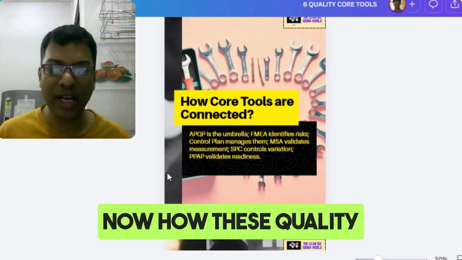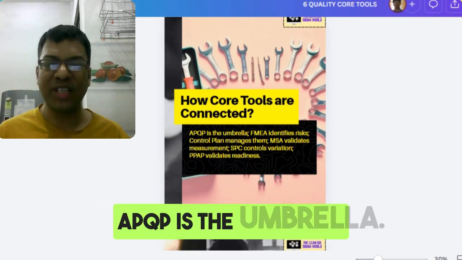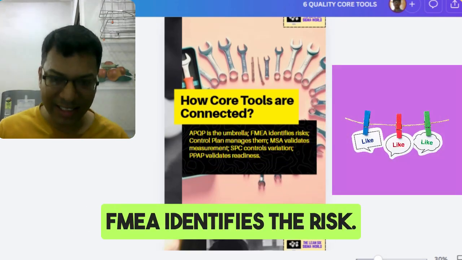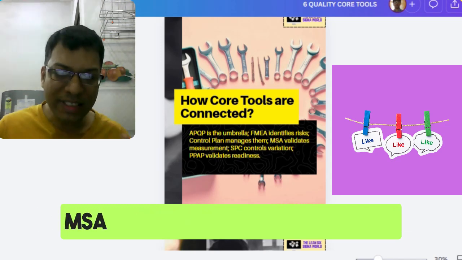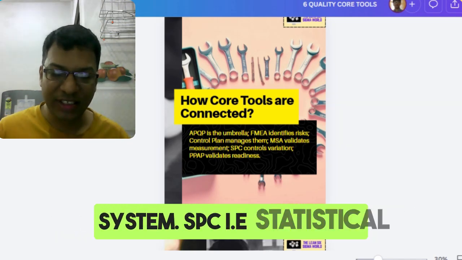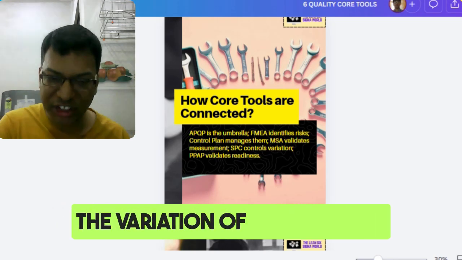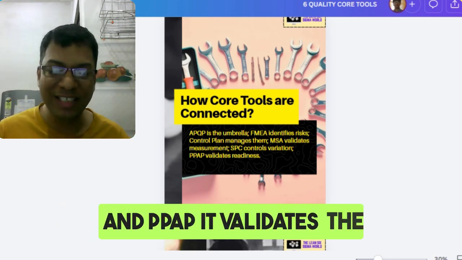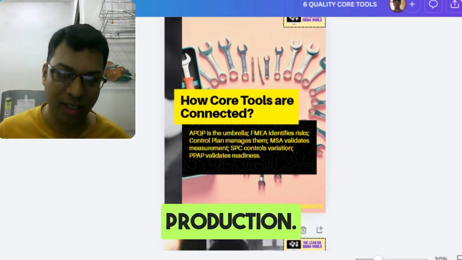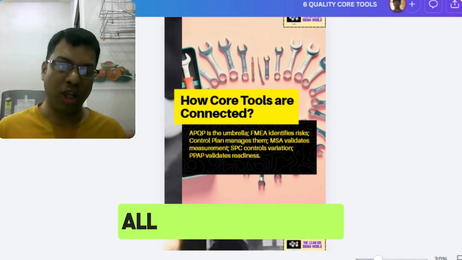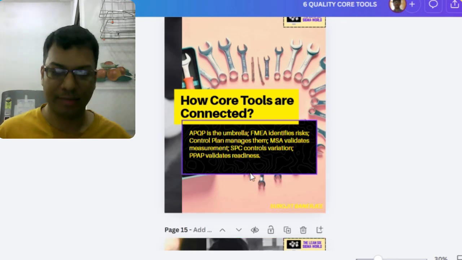Now, how are these quality core tools connected? APQP is the umbrella, FMEA identifies the risk, control plan manages them, MSA validates the measurement system, SPC, statistical process control, controls the variation of the process, and PPAP validates the ability of the suppliers before you start the mass production. Okay, this is how all 6 quality core tools are connected.